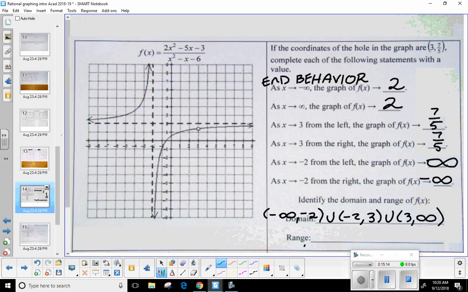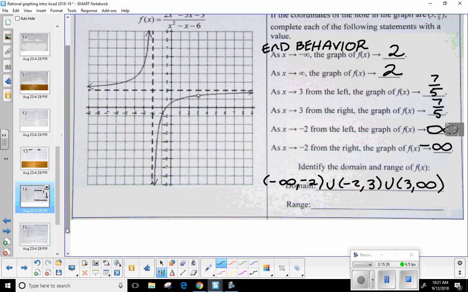Now for the range, I want to do the same thing. I'm just moving vertically. What are the y values I've got to throw out? 7/5 and 2. So the range looks very similar in layout. I'm just going to replace negative 2 with 7/5 and the 3 with 2. So negative infinity to 7/5, union, 7/5 to 2, union, 2 to infinity.